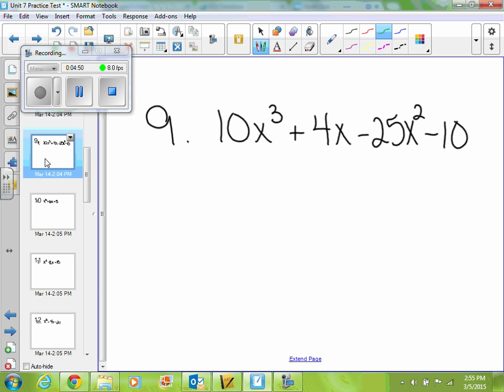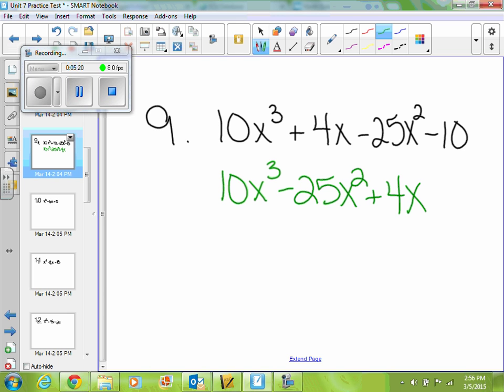Alright, so number 9, we're factoring 10x cubed plus 4x squared minus 25x squared minus 10. It says hint, rewrite it in standard form first. What does standard form mean? In order from greatest to least. Your exponents are in order from greatest to least. So if I start with 10x cubed, because 3 is my biggest exponent, what comes next? The 25x squared. What comes after that? Plus 4x. And what comes last? Minus 10. Alright, whenever we're factoring something with 4 terms, what do we always do? Split it in half.